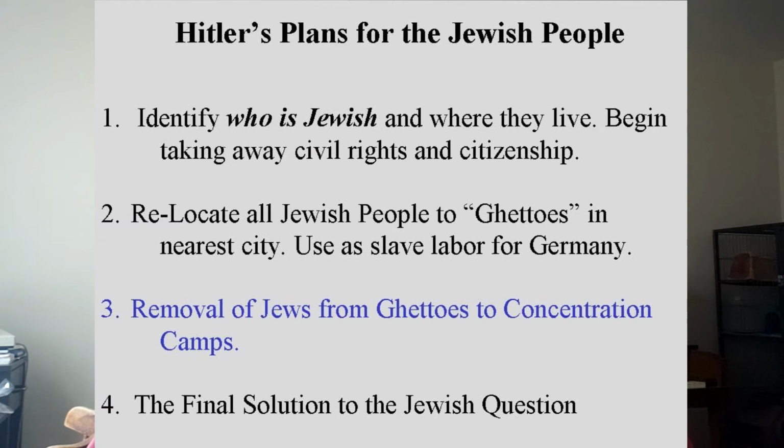Then the Jews were taken and put in separate areas and cities called ghettos. I mentioned that earlier when I talked about why Hitler hated the Jews. You can go back and take a look at that video. But then from those ghettos, while they were there, camps were being built. All right, concentration camps. So the third step is removal of Jews from the ghettos to the concentration camps. And then something called the final solution, which is the extermination of the Jewish people on a large scale.